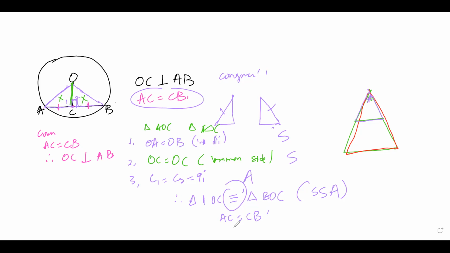But also that means that angle A will be equal to angle B because the triangles are congruent. And also angle AOC will be equal to angle BOC. Because once you've proven that triangles are congruent, that means all their angles are equal, all their corresponding sides are equal. So that's that, okay? So that's theorem 1 and its converse. Then let's move on.